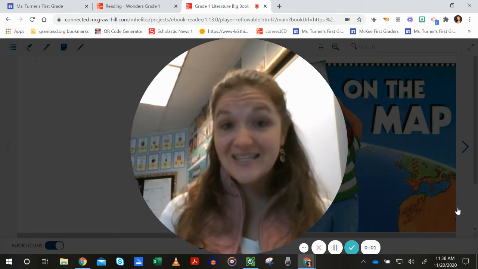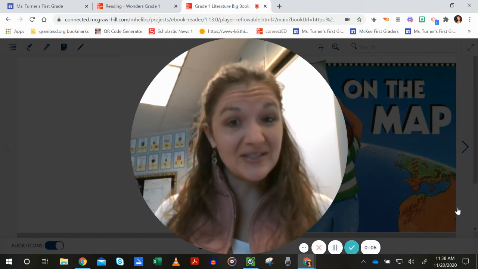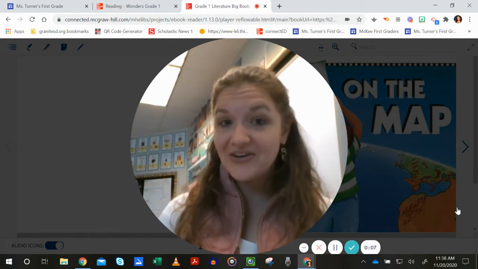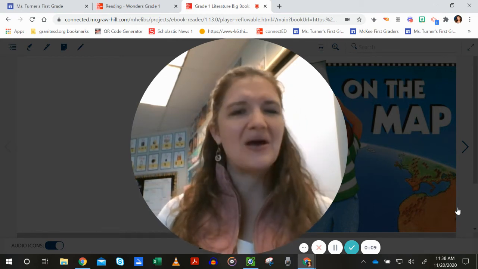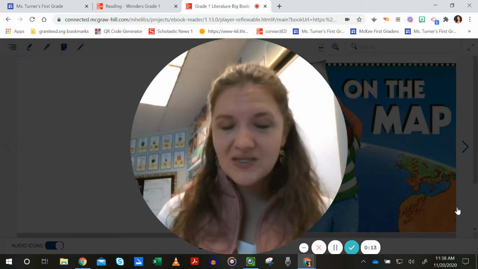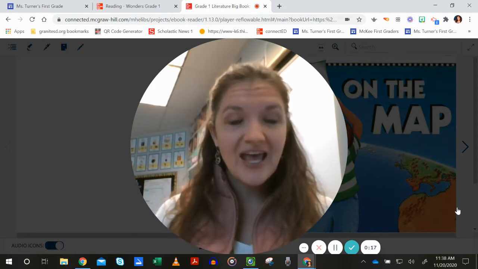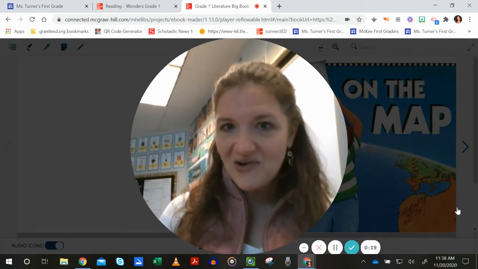Hey, first graders, this week we're going to read stories about maps. Now, a couple weeks ago in social studies, we learned about maps and we learned about the compass rose and we learned about the symbols that get used and different ways that maps may look. And we even worked on making our own map.